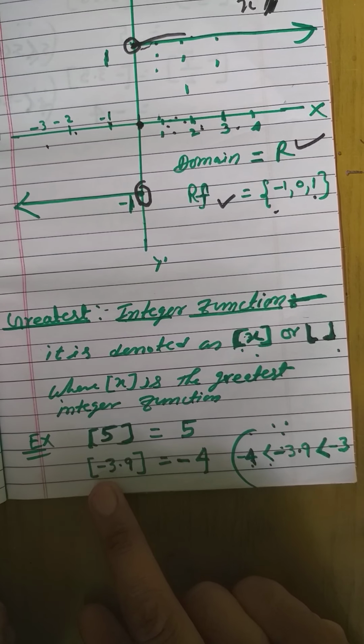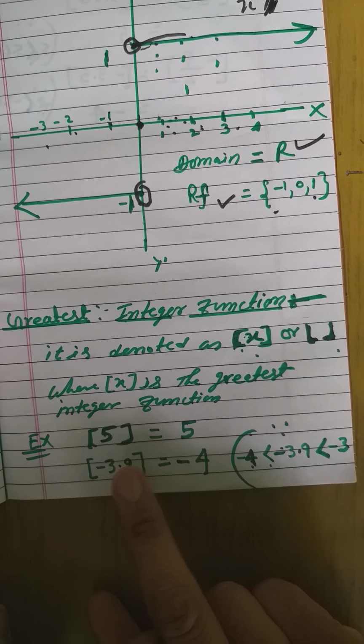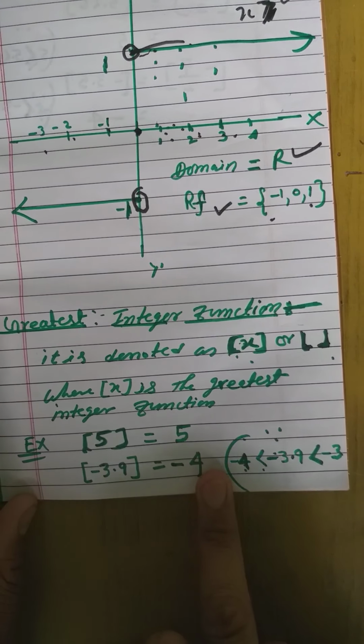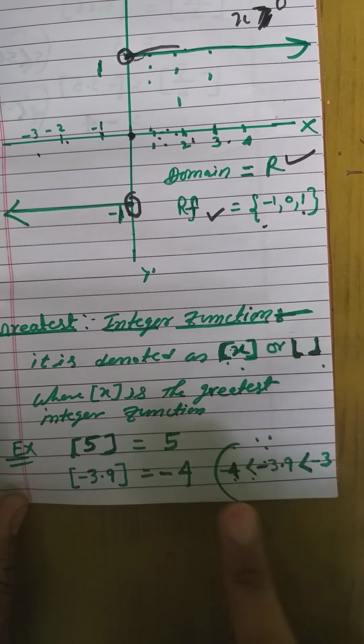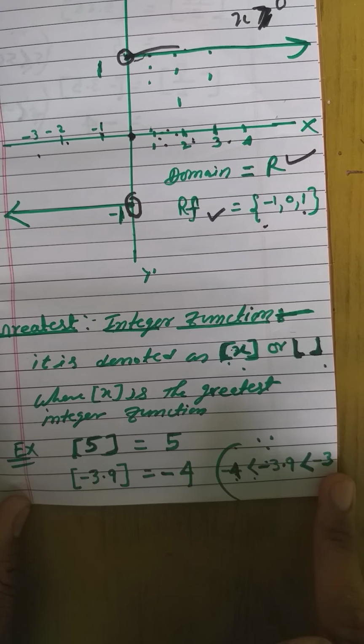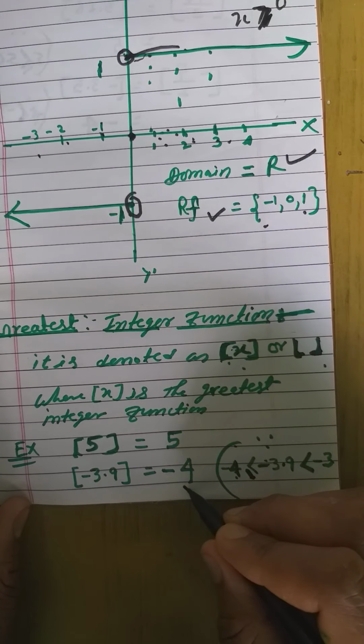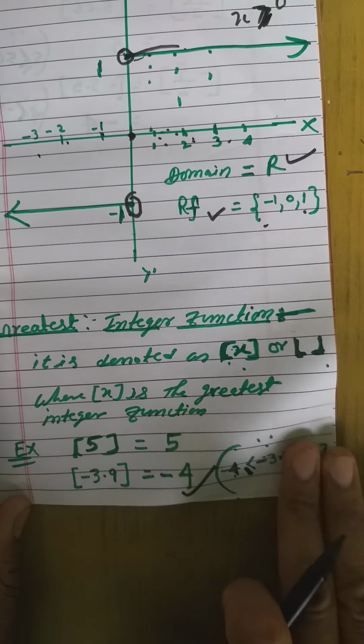Take the value of minus 3.9. Since minus 3.9 is a real number which lies between minus 4 and minus 3, it is greater than minus 4 and less than minus 3. So it will give the least integer value, which is minus 4, by the definition of the greatest integer function.